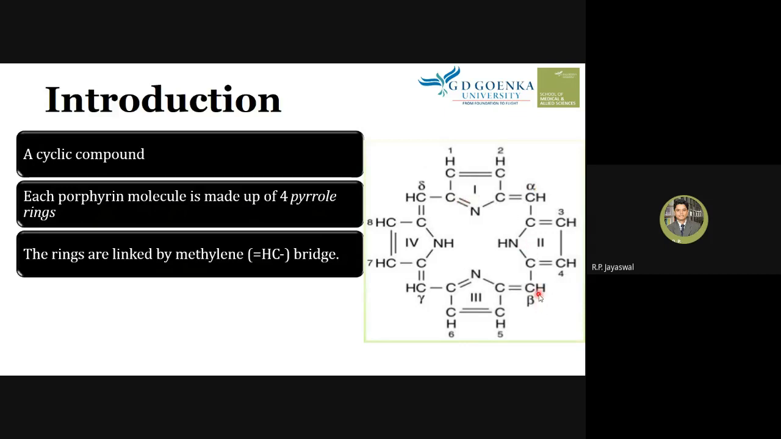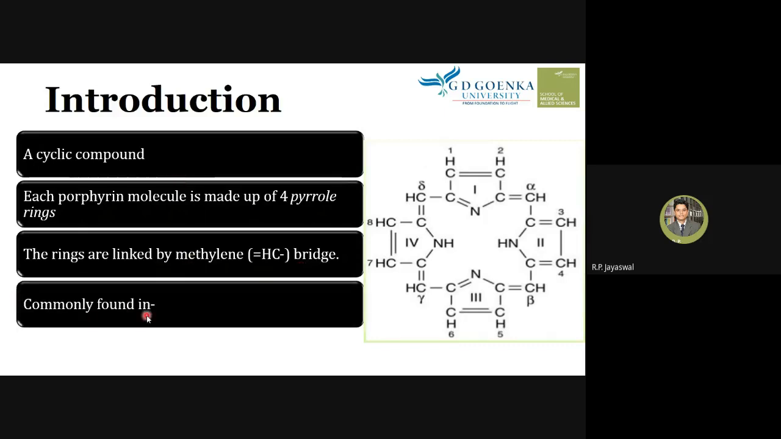Similarly, the beta methylene bridge connects the second and third pyrrole ring, the gamma methylene bridge connects the third and fourth pyrrole ring, and the delta methylene bridge connects the fourth and the first pyrrole ring. So this is a cyclic molecule where the pyrrole rings are connected to each other by a typical bridge, or bond, that is called a methylene bridge, methylene linkage or methylene bond.